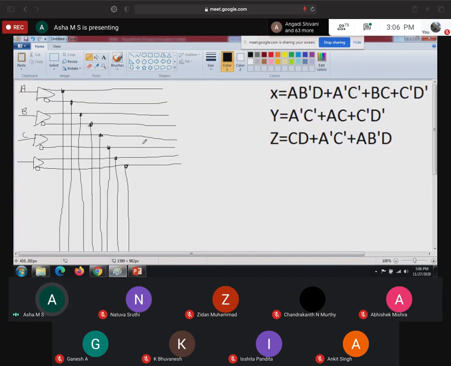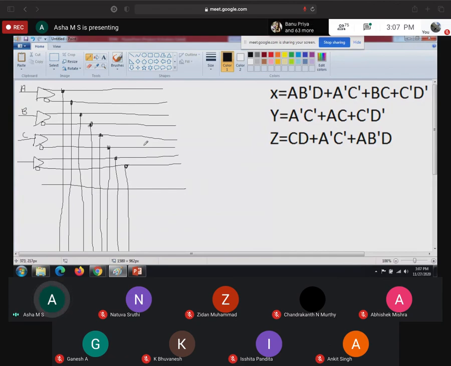Okay, now I need to make the connection. So what is X? X is made up of 4 products. So 4 AND gates are required for X, one for each product. Guys, make a note: a dot indicates programmable, as used in the PLA structure.